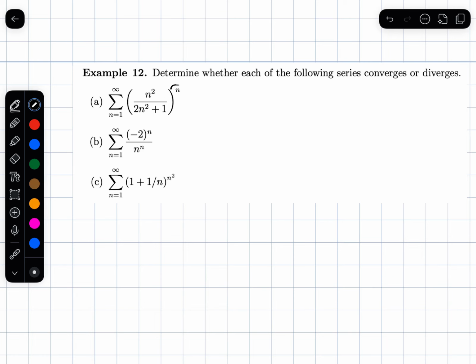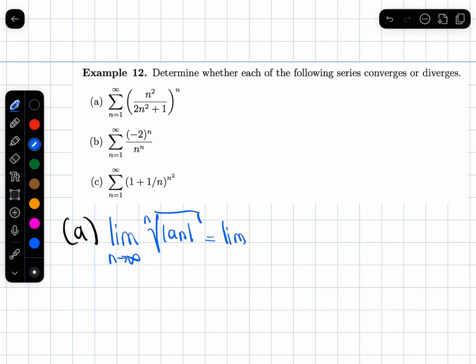You can see what I was saying before, right? You see some n in here. So you can see that canceling out this n would allow you to very easily find the limit of whatever comes inside. So when that's the case, you can go ahead and try the root test, see if it works. So for A, I'm going to do the limit, as n goes to infinity, of the nth root of the absolute value of a_n, which is the nth root of (n squared over 2n squared plus 1), all of that to the power n.